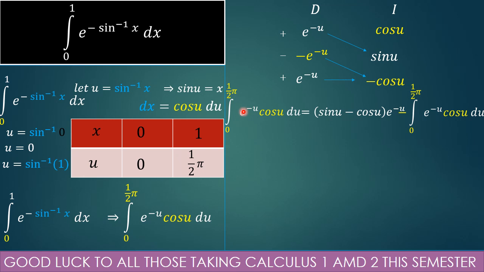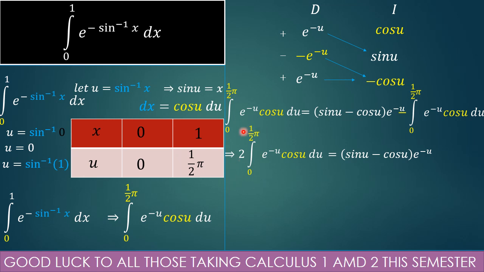So friends, what do you notice? You notice that on the left hand side we have the integral from 0 to a half pi of e raised to the power negative u cos u du, and we have the same quantity here, but in negative. So we are going to bring it to the left hand side. By so doing, we now have 2 times the integral going from 0 to a half pi of e raised to the power negative u cosine of u du, which is the same now as sine of u minus cosine of u, times e raised to the power negative u.